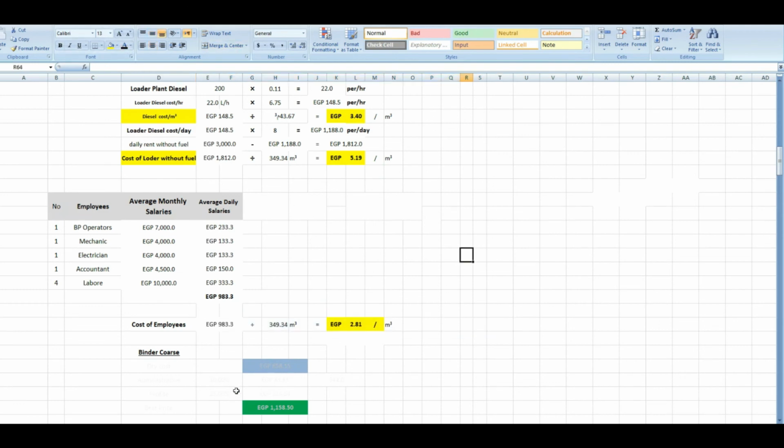Cost of employees is 983 over the daily production of the batch plant. It gives you the cost of salary loaded on 1 cubic meter of asphalt.